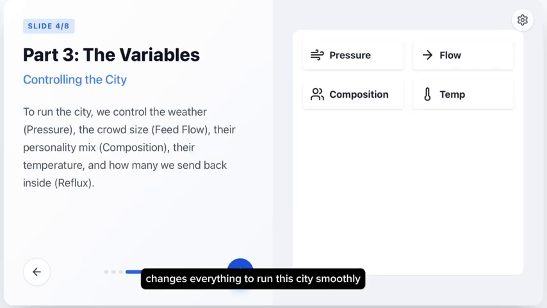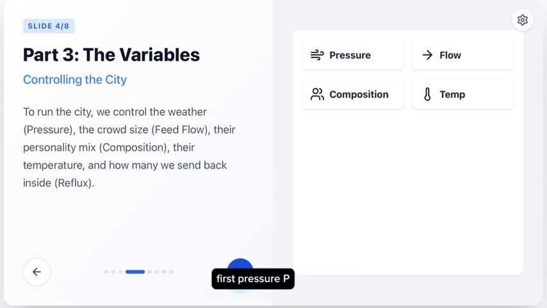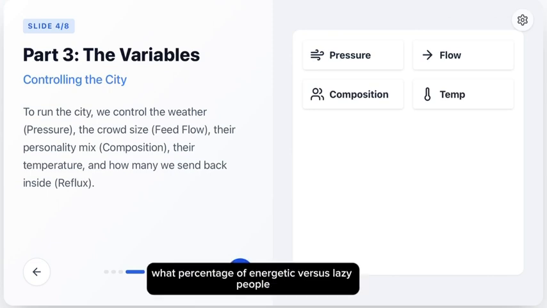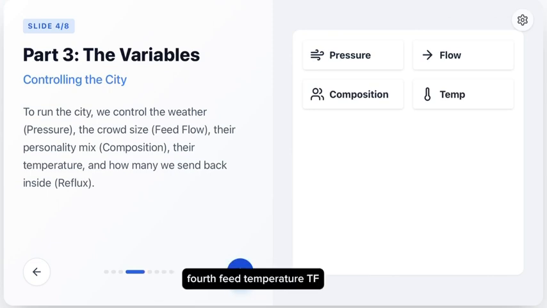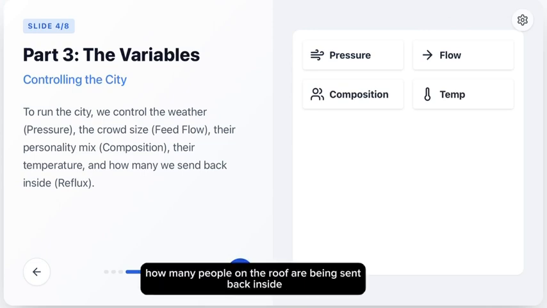To run this city smoothly, we need to control some key variables. First, pressure P, like the weather of the city. Second, feed flow rate F, how many people enter the building. Third, feed composition, ZF, what percentage of energetic versus lazy people. Fourth, feed temperature, TF, are they entering hot or cold? And finally, reflux ratio, how many people on the roof are being sent back inside to help separation. These variables decide the city's performance.